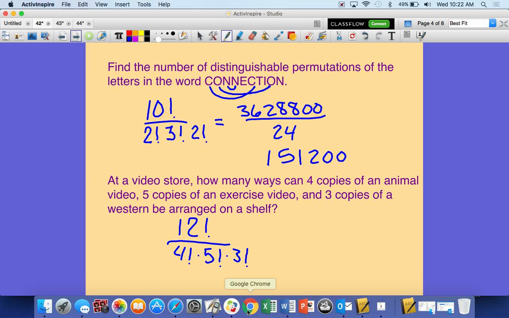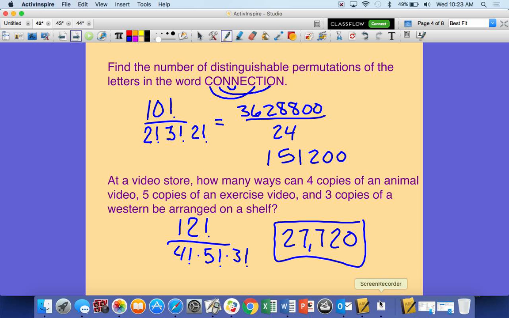So 12 factorial on top, and then we've got 4 factorial is 24 times 5 factorial is 120 times 3 factorial is 6. So we've got our 12 factorial divided by 17,280, and we end up with 27,720 different ways that those videos can be lined up on the shelves.